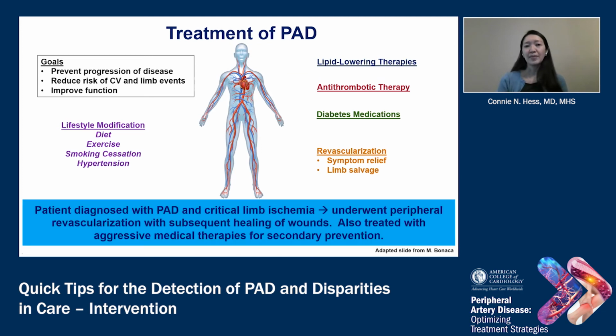If we return to the patient that came into clinic to see me, this patient was diagnosed with PAD and critical limb ischemia. He underwent peripheral revascularization and had subsequent healing of his wounds. So we were able to salvage his limb. In addition to the revascularization, we also treated him aggressively with medical therapies for secondary prevention.